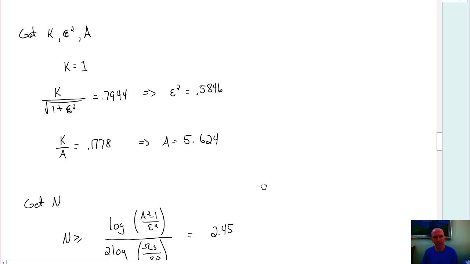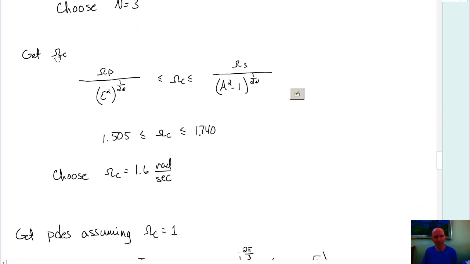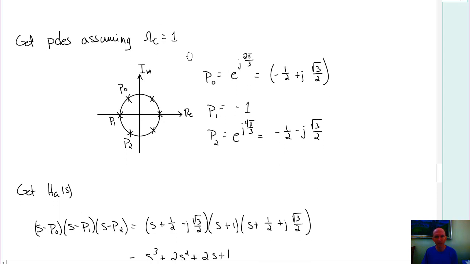Once we have K, epsilon squared, and A, we can get N. We use the same equation to get N. This time the equation gives us 2.45, so we can use any order filter greater than or equal to 3, so we choose N equal to 3. Next we can get omega C. This is the equation for the inequalities for omega C. We see it has to be basically between 1.5 and 1.7, so I'm going to choose 1.6. And once we have omega C and N, all that's left is getting the poles.